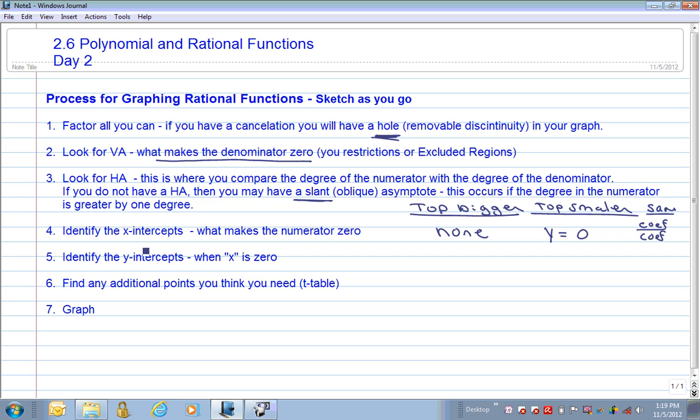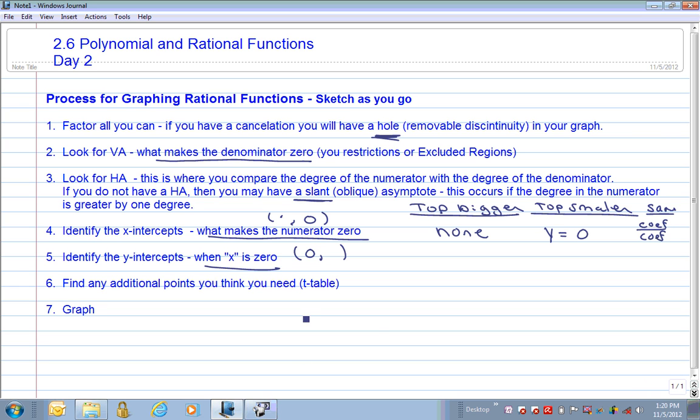All right, we're going to identify x intercepts. That's what makes the numerator 0. We talked about that today in class. We're identifying the y intercepts. That's when x is 0. Remember, these two are sort of paint by number: the x intercept is when the y value is 0, and the y intercept is when the x value is 0. You're just kind of substituting in that thought process.